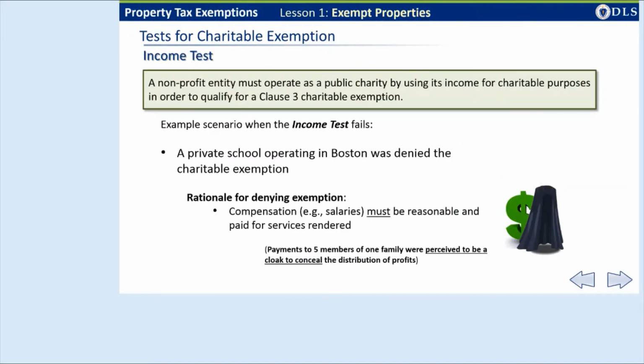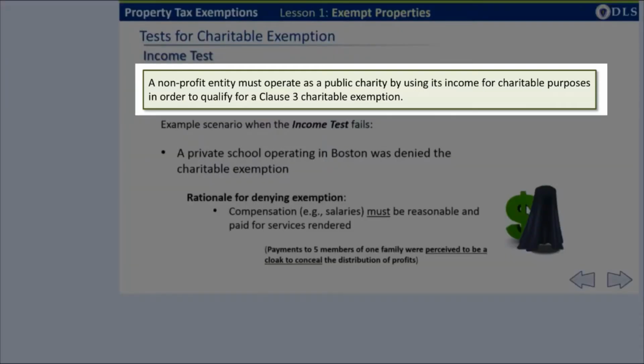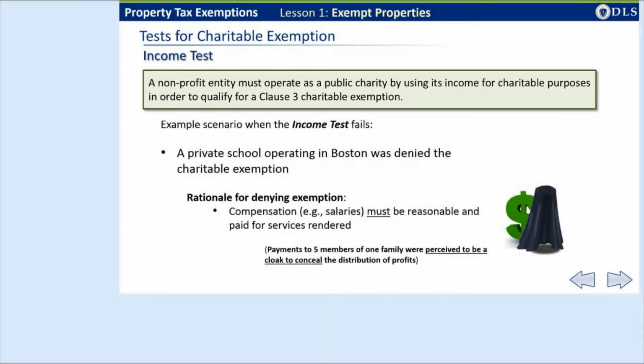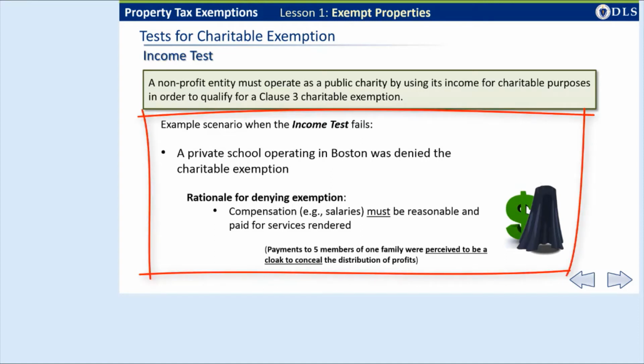A property is also not eligible for exemption if the nonprofit entity does not meet the income test for a charitable organization. That is, the entity's income is not used for charitable purposes, but is distributed among stockholders, trustees, or members. Here is an example of a nonprofit organization that was found to be ineligible for a charitable exemption for that reason. A private school was denied the charitable exemption because of the compensation paid to 5 members of one family who appeared on the school's payroll.